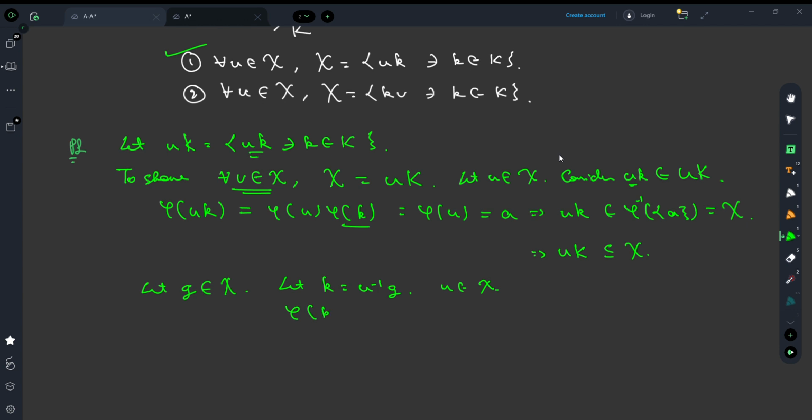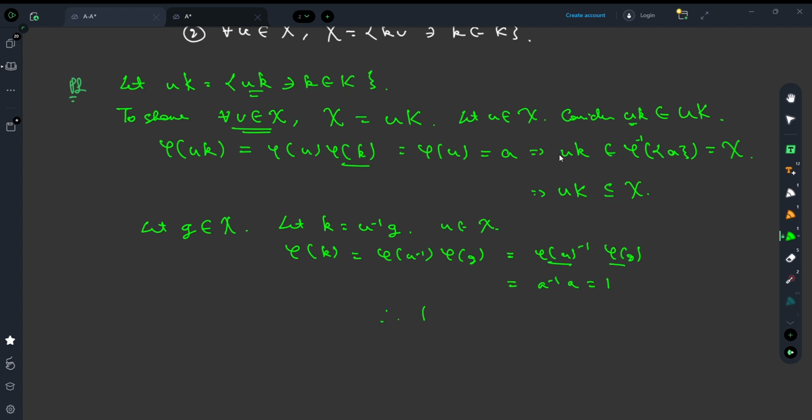Then what is phi of k? Phi of k is phi of u inverse times phi of g. Phi of u inverse is phi of u whole inverse, times phi of g. So this is a inverse, this is a, so it's 1. Therefore, k is an element of capital K.